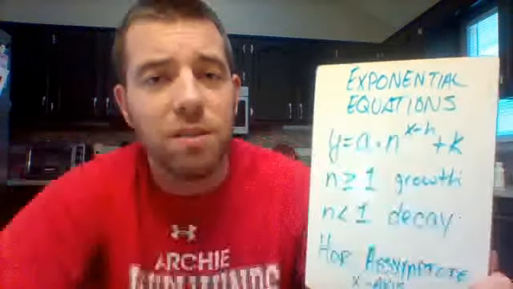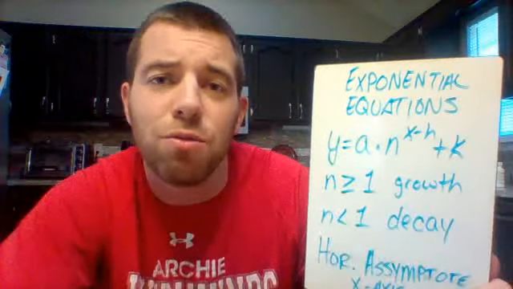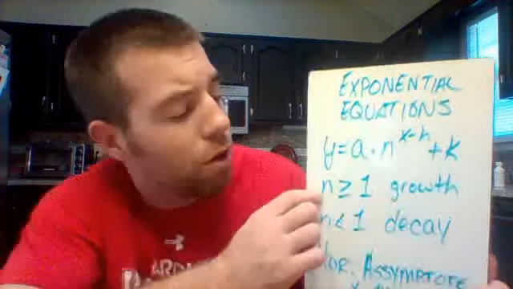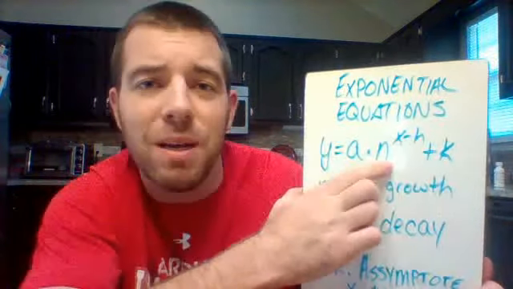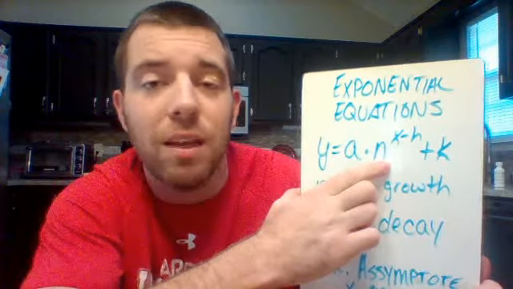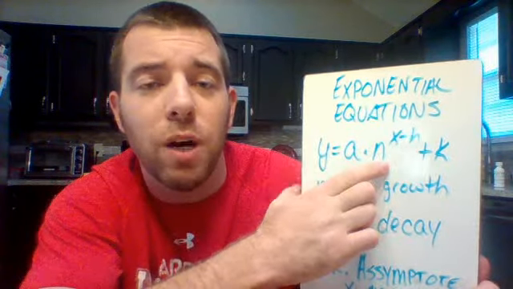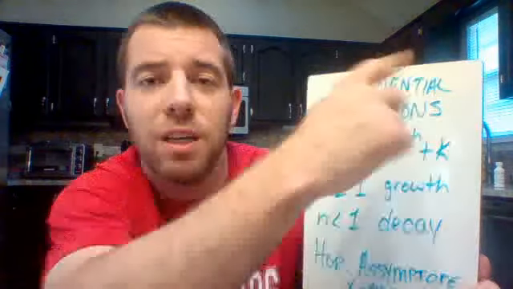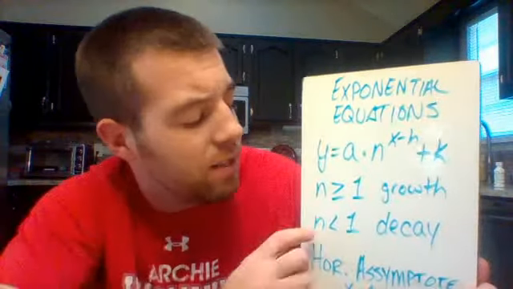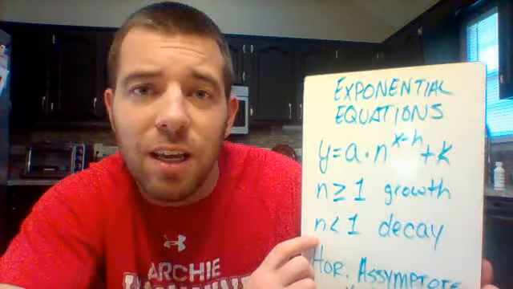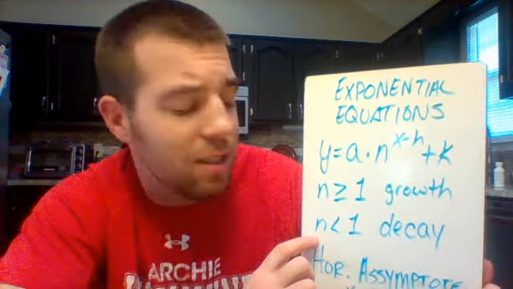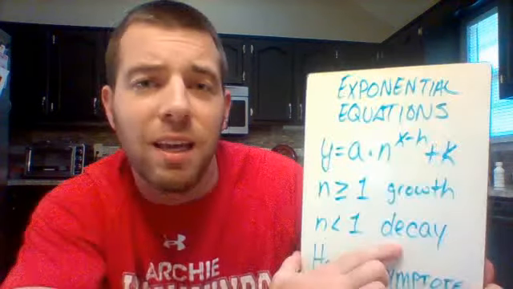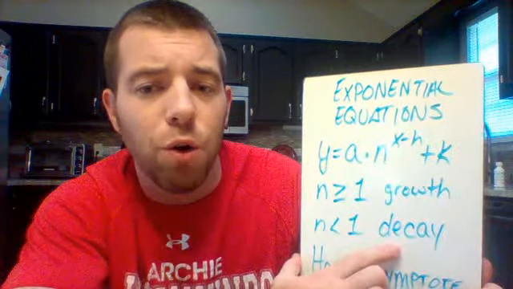Now, two things that you need to know. We've got two types of equations, growth and decay. If it is a growth, that means that n basically is a whole number. If n is 1 or greater, we're actually going to grow. It's going to go just like this. Okay. If n is a fraction, it's less than 1, it will be a decay model. We will decrease over time.